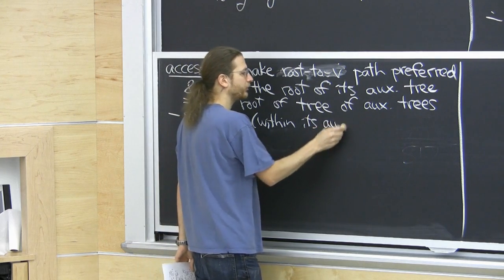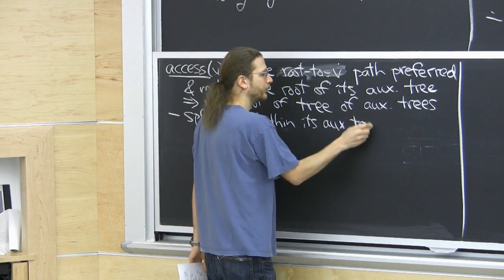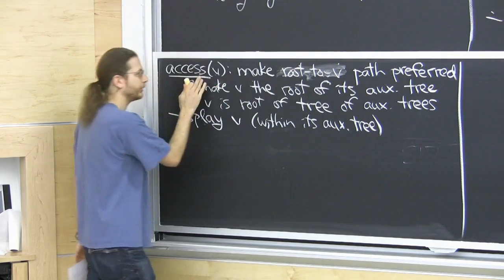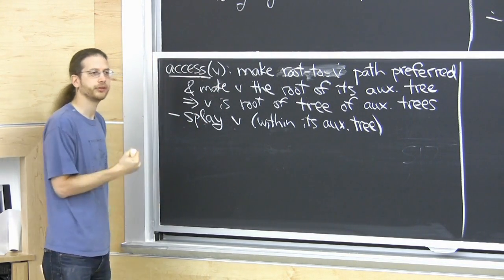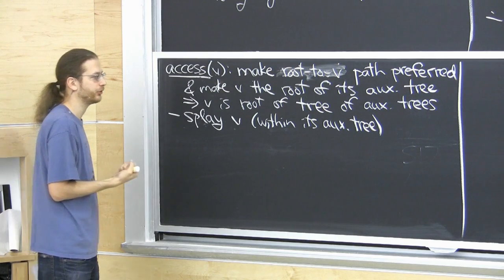Doesn't make sense to do it in any global sense. In some sense, access is going to be our global version of splay. Whenever I say splay a node, I mean just within its aux tree. That's going to be the definition of splay tree.